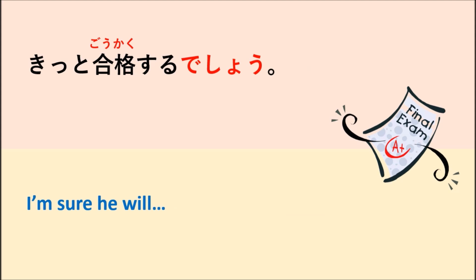きっと合格するでしょう. This means I'm sure he will pass. I'm sure maybe this Mr. Lee will pass the examination. So you can say きっと合格するでしょう. This means you want to explain from your own mind, from your opinion, that you don't know, but you think he might pass, she will pass, or Mr. Lee will pass the examination. 合格するでしょう means saying something about the future that has not happened yet.